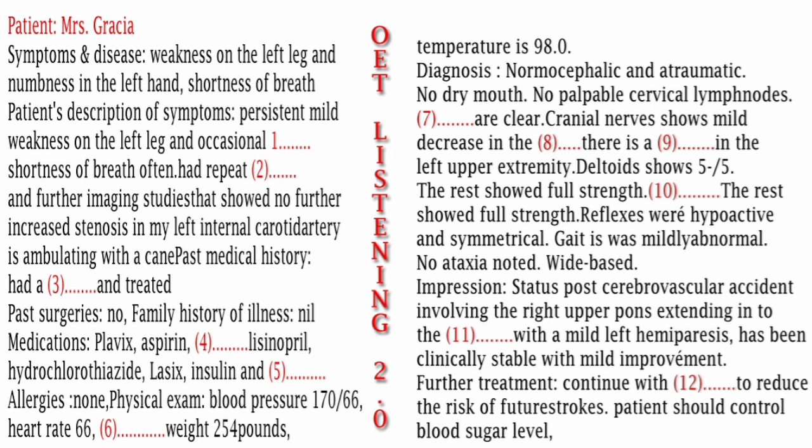Status post-cerebrovascular accident involving the right upper pons extending into the right cerebral peduncle, with a mild left hemiparesis, has been clinically stable with mild improvement. For now, continue using antiplatelet therapy and statin therapy to reduce the risk of future strokes. Continue to follow with endocrinology for diabetes and thyroid problems. You must strictly control your blood sugar level, optimizing cholesterol and blood pressure control, regular exercise, and healthy diet. I am planning for surgical intervention for the internal carotid artery.